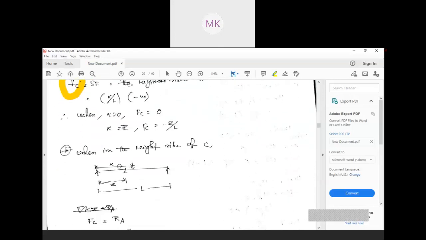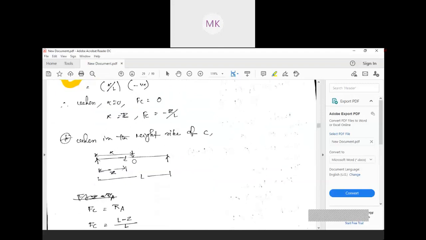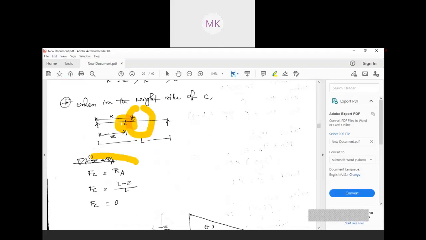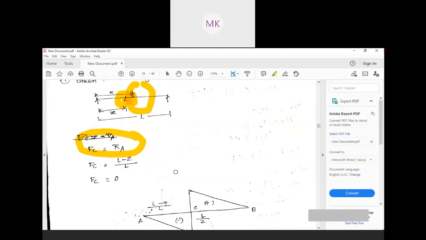Similarly, when it is on the right side of C, see here, C is here, this one is C, and our load is on the right side of this C. So this time z is less than x. Similarly, FC, if you calculate, you will get FC is nothing but equal to RA. And RA we already know, RA is (L minus x) by L.